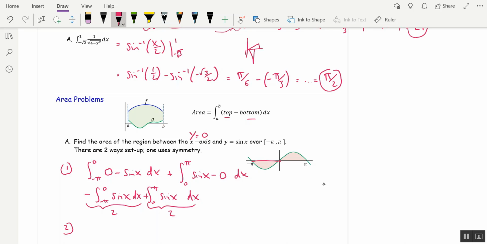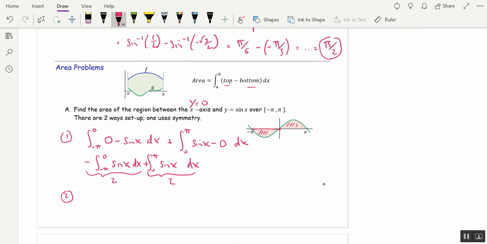So method 2 says, well, this region here has the same area as this region here. So why not just compute this area, I'll call it A, and multiply by 2. So the second method says the total area is twice the integral from 0 to pi of sine x dx. And when you're doing area problems, if there is symmetry, it really does save work. Instead of having to compute 2 integrals, you can compute 1 and multiply by 2.